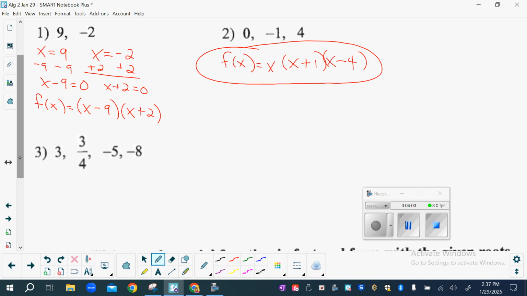So if I have a 3, this root here, what would my factor be? If 3 is the root, what's your factor? I want the whole factor. Yeah, good. So x minus 3 is one of the factors. What about for the negative 5? What would the factor be? Good, x plus 5. And then what about for the negative 8? The factor? X plus 8, good.